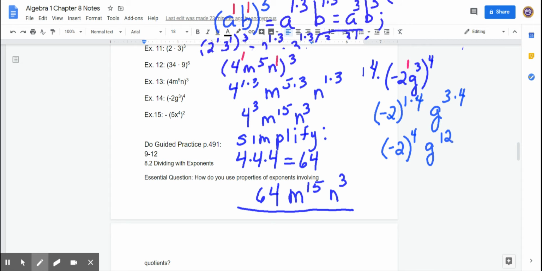What is negative 2 times negative 2 times negative 2 times negative 2? Well, that's 4 times negative 2 is negative 8. Negative 8 times negative 2 is positive 16. And again, if that negative was on the outside of the parentheses, your answer would have been negative 16 g to the 12th.